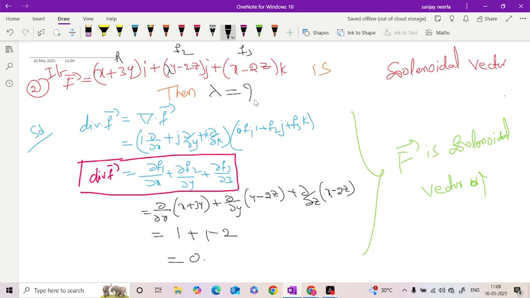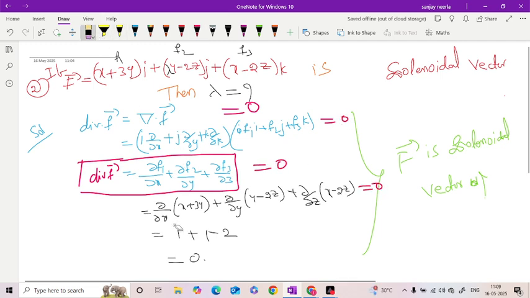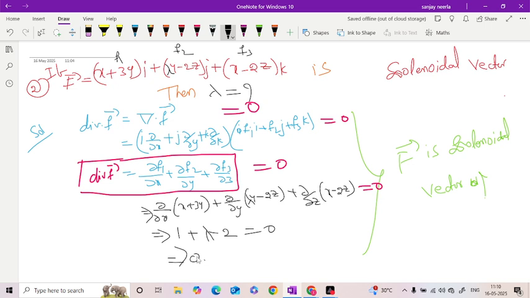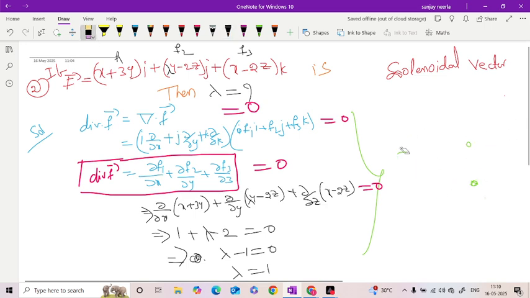1. We know the result, but now we will solve. It is clearly given that it is a solenoidal vector. So first of all you have to assume the divergence is equal to 0. Entirely we have to assume it is 0 only. Here we will get lambda plus 1 minus 2 equal to 0. So lambda minus 1 is equal to 0. Now lambda is equal to 1. If lambda is equal to 1, this is the solenoidal vector. The previous question is direct verification. But here they have given clearly it is the solenoidal vector, and you have to find the unknown value.